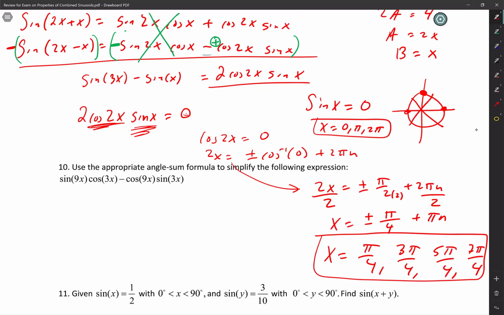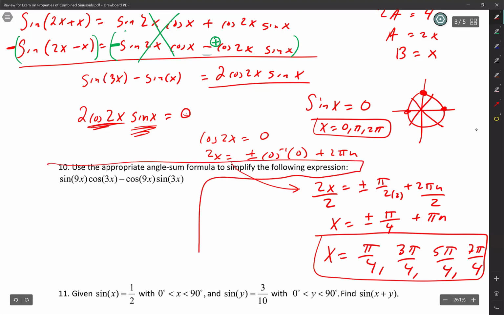So what are my solutions, if you want to put them in order? So, okay, all this goes to that one question. I should have put more space here. X equals, I'm going to write them in order: 0, pi over 4, 3 pi over 4, pi, 5 pi over 4, 7 pi over 4, then 2 pi. There it is in order.